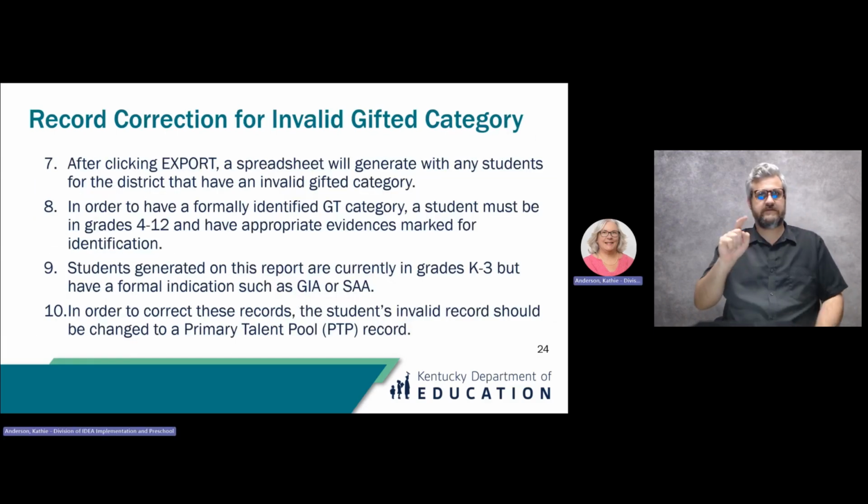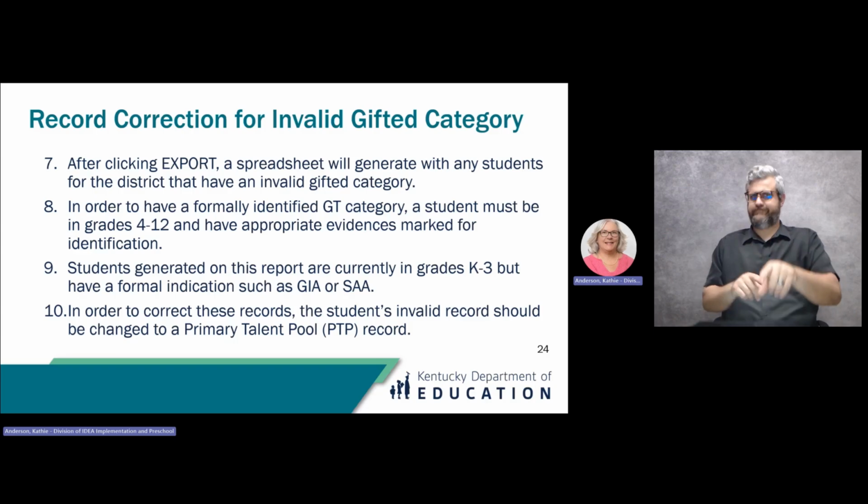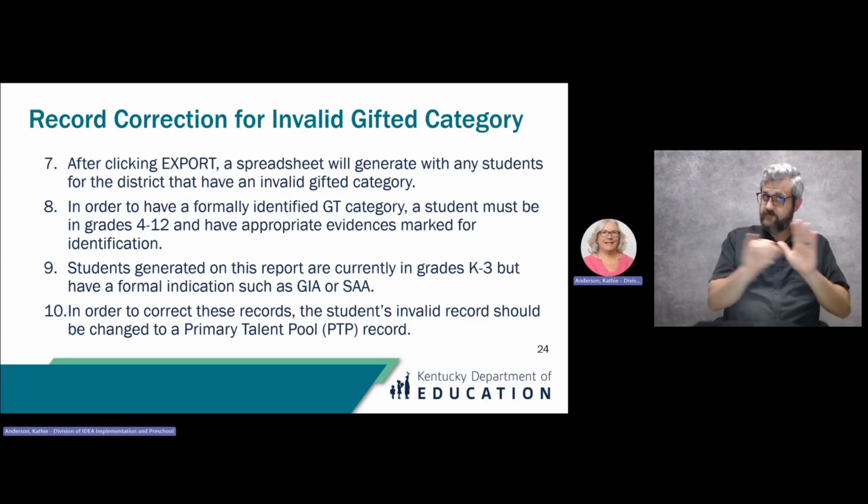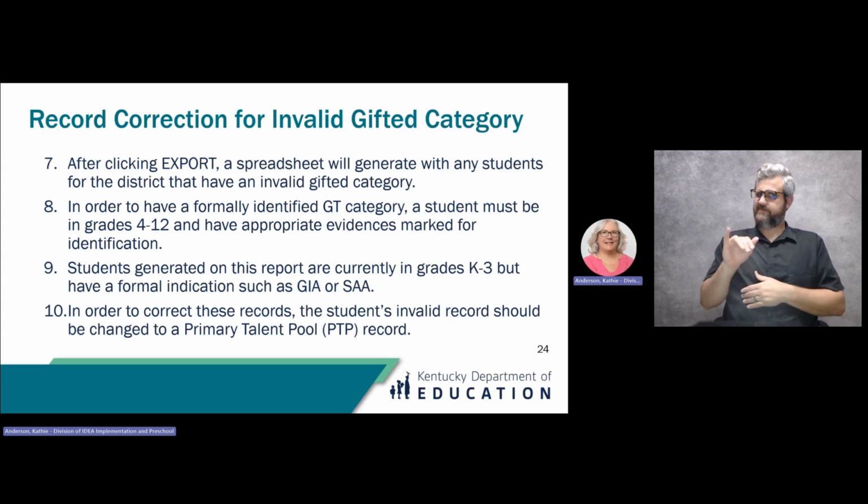After clicking Export, a spreadsheet will generate with any students for the district that have an invalid gifted category record. In order to have a formally identified GT category, a student must be in grades 4 through 12 and have appropriate evidence marked for identification. Students generated on this report are currently in grades K through 3, but have a formal identification such as GIA or SAA. In order to correct these records, the student's invalid record should be changed to Primary Talent Pool or PTP.